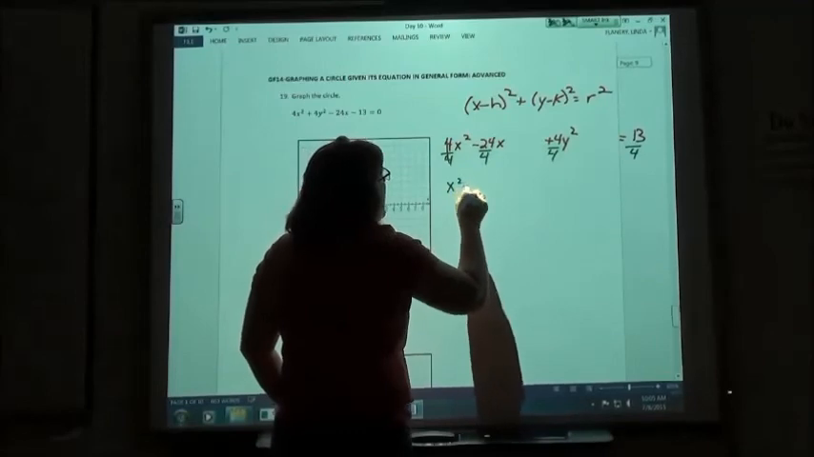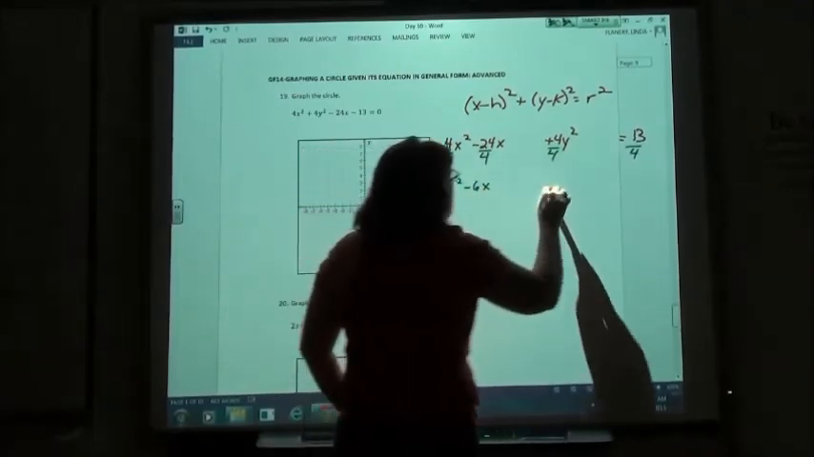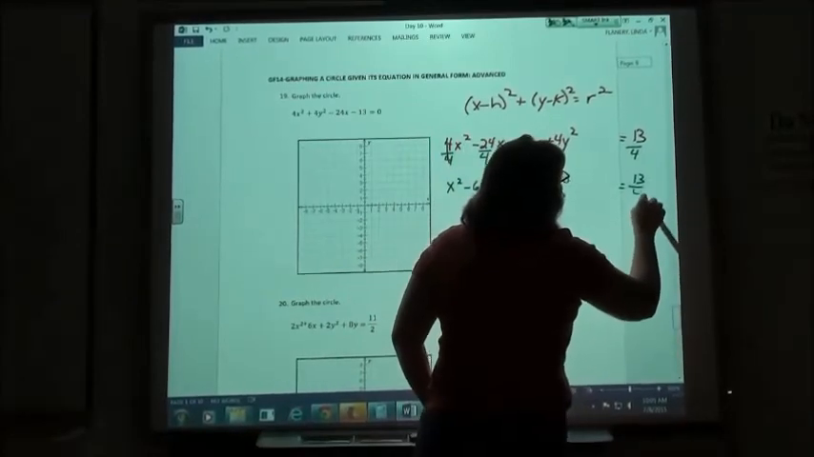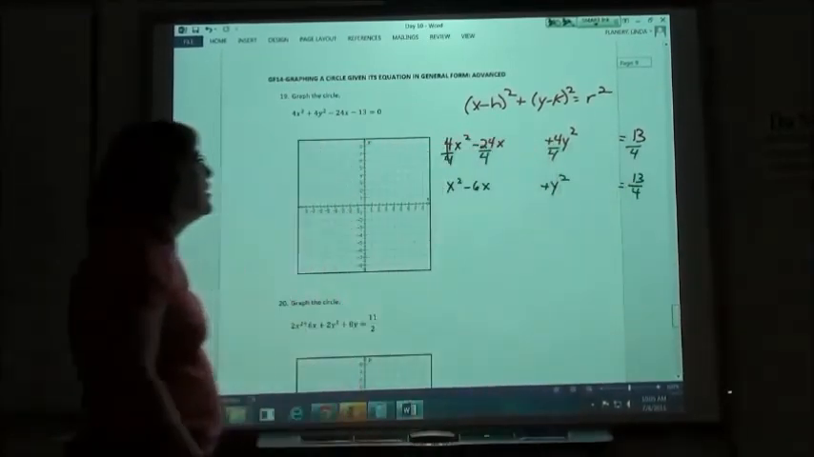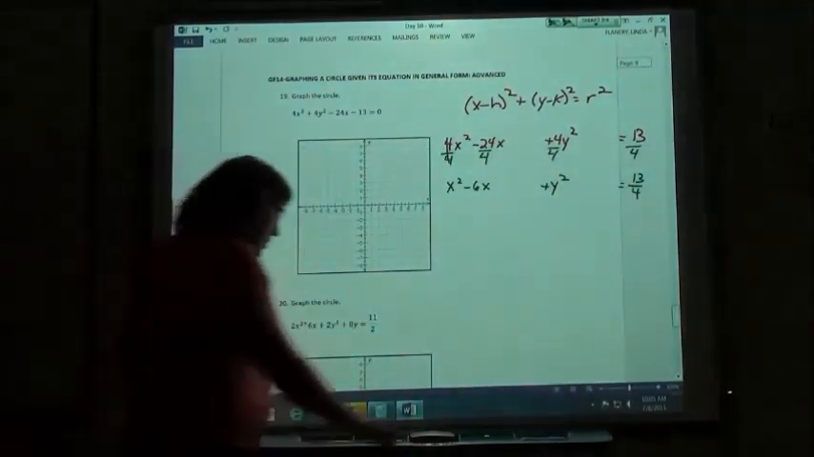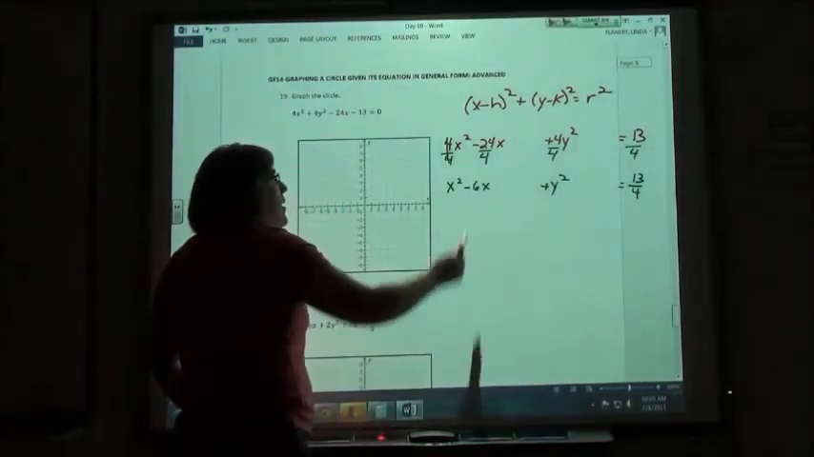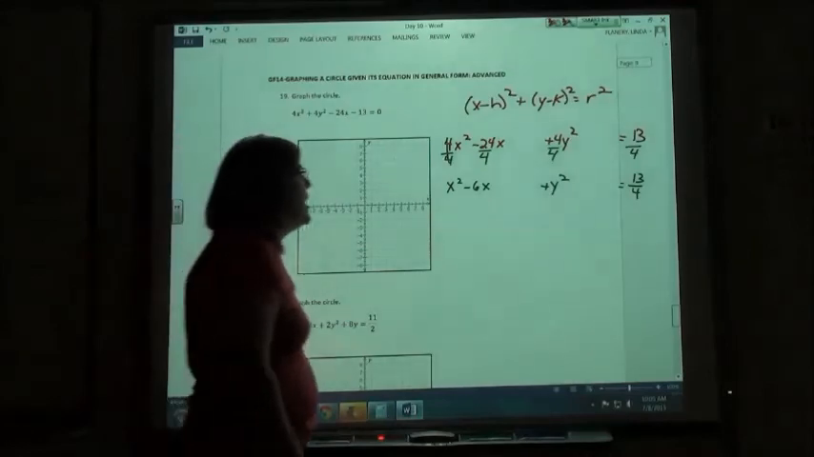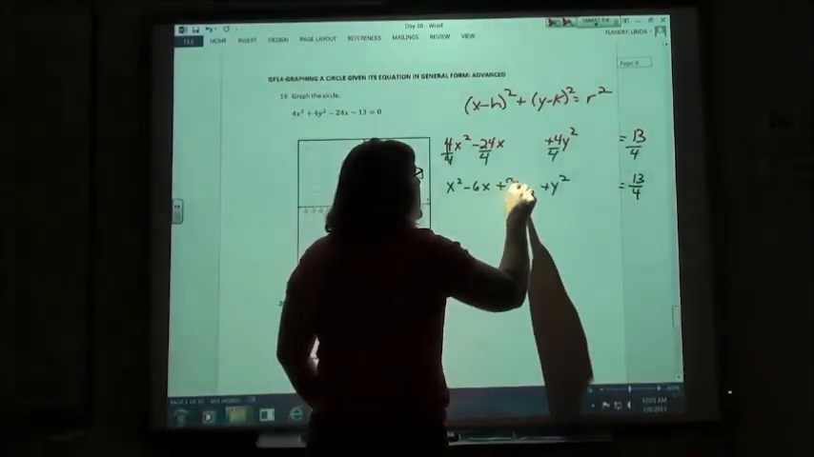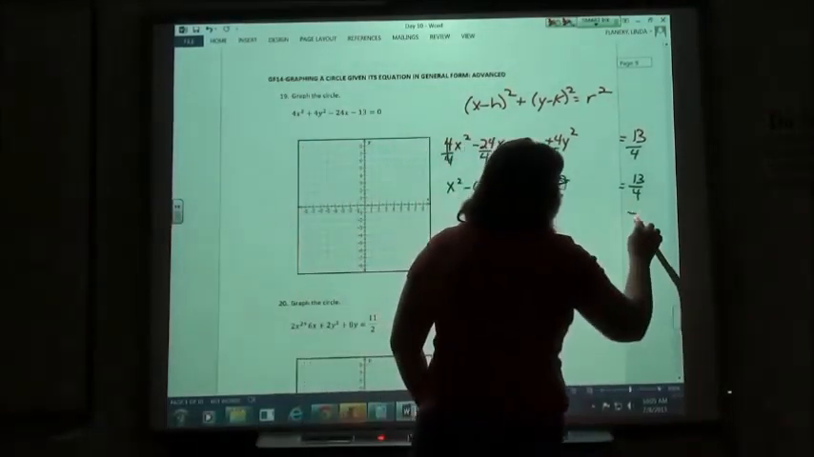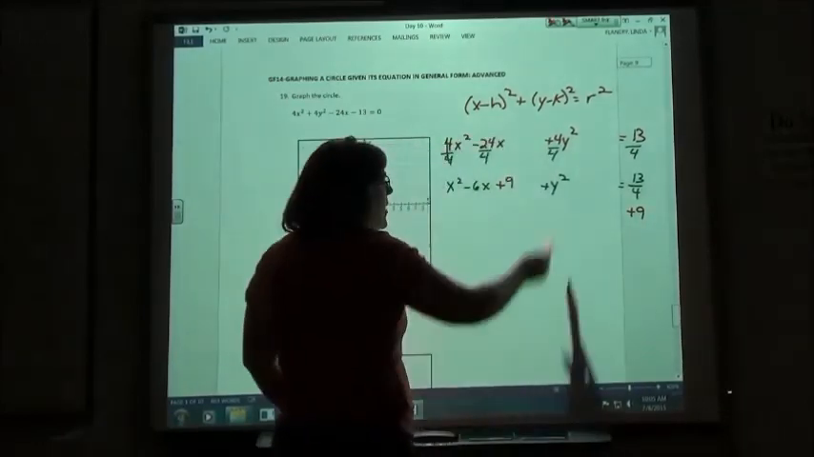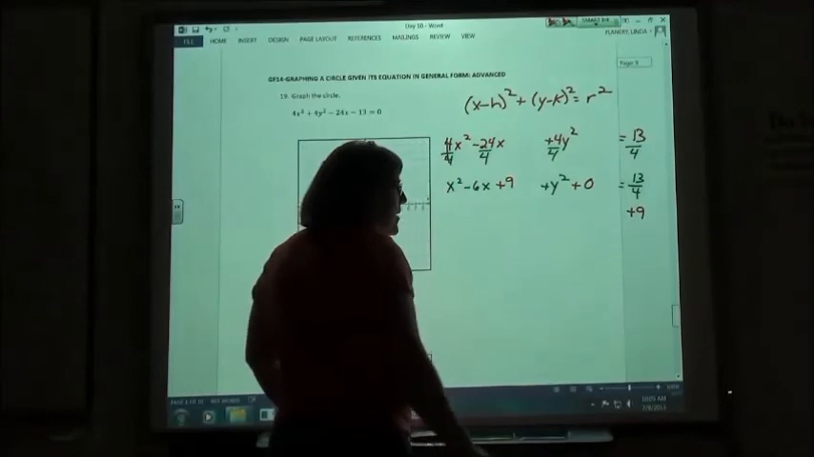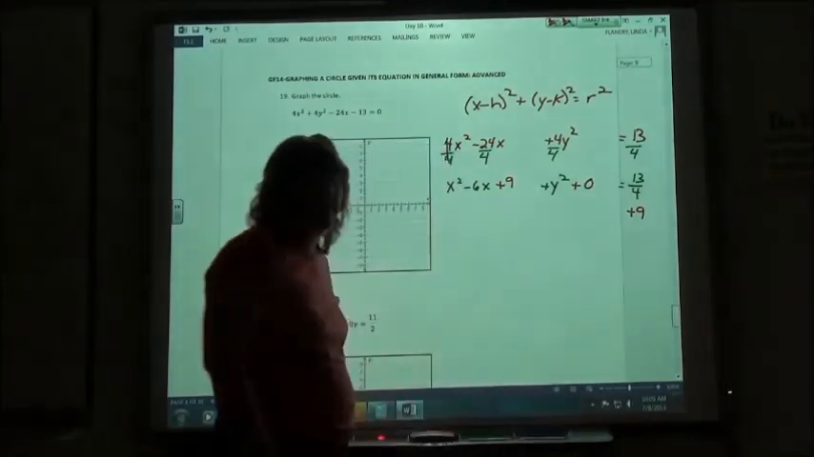So x squared minus 6x plus y squared is going to equal 13 fourths, which doesn't come out nice, so I'm just going to use that fraction. Completing my square, half of negative 6 would be negative 3. Negative 3 squared is 9. I'm going to add 9 here, which means I have to add 9 here. This one doesn't have any. It's a 0, right? I don't really need to put it there, but I'm going to put it there for fun.